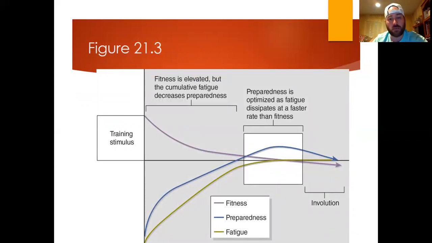So if we look at our preparedness versus our fatigue versus our fitness, as we start training this, look what starts to happen. Everything starts to come in where everything equates, but where we're wanting it, that preparedness optimizes, fatigue dissipates at a faster rate than your fitness. Now we're ready to compete or test or whatever it might be. So it all follows that same aspect.